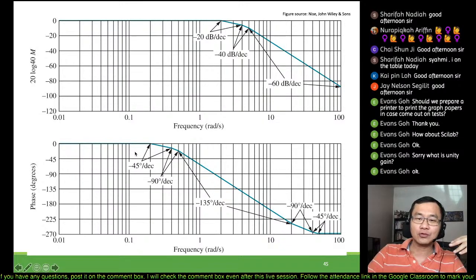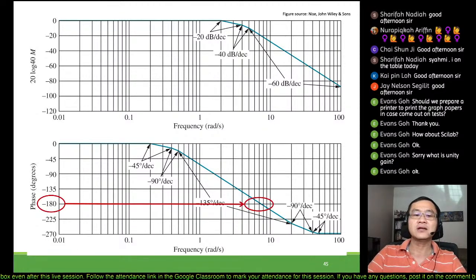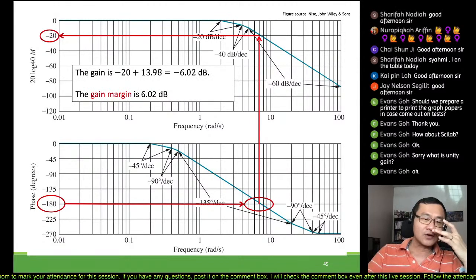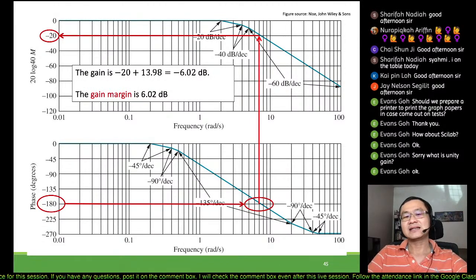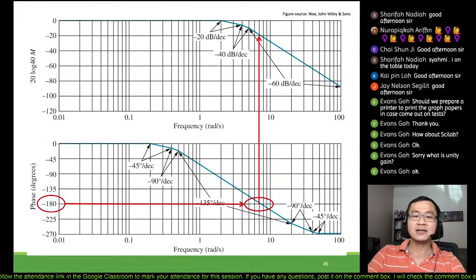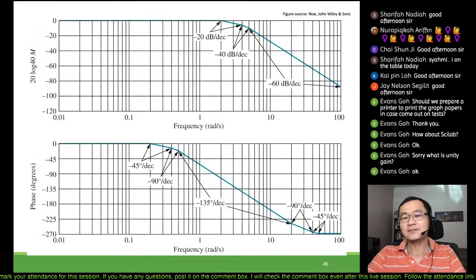So on the same plot that we got previously, how would we adjust or interpret it? Again at 180 degrees, we got minus 20 previously. What we do is from that minus 20 we add 13.98, which is minus 6.02 dB. Therefore our gain margin would be 6.02 dB, very straightforward, by taking the 5 times greater.